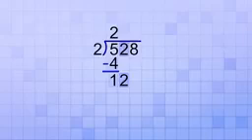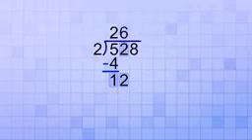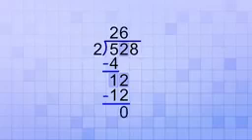Now we move to our next digit, and we need to bring down a copy of it to combine with the remainder from the first digit. Then we ask, how many 2's will make 12? That's easy, 6. So we put 6 as the next digit of our answer. 2 times 6 equals 12, and 12 minus 12 leaves no remainder.